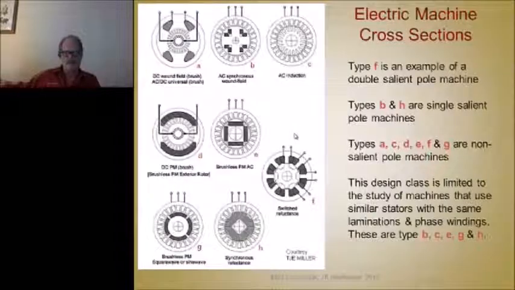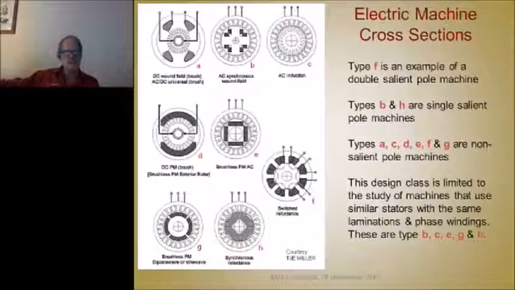This is a very interesting slide that compares machine cross sections to give you an idea what these three machines look like in concept anyway. This was developed a number of years ago by Professor Tim Miller from the University of Glasgow, my co-author for a couple of books that we've written on brushless machines. But you'll notice that this little chronology starts with the commutated DC motor.